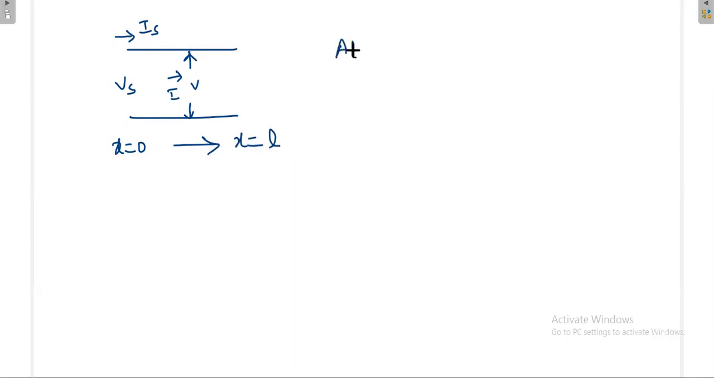Now what happens at x equal to 0? What is the voltage? Definitely the voltage is your source voltage, because you are at x equal to 0, so V is equal to Vs only. Then at x equal to 0, what is the current? You are at the source end, so definitely the current is I equal to Is. Then you substitute these values in the regular equation and make some mathematical modification.